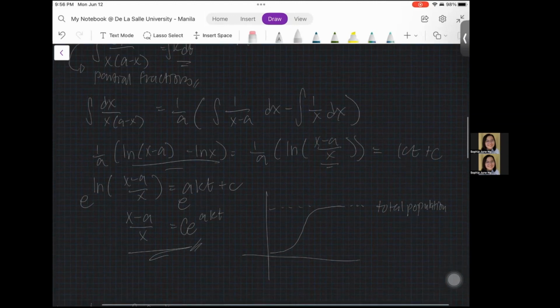A here represents your total population, x is your infected, quote-unquote, population, k is your constant, t is your time, and C is another constant. This is how the graph looks. Your total population will be one of the asymptotes of the graph, and as you can see, it starts from 0, ramps up, and eventually hits your total population.